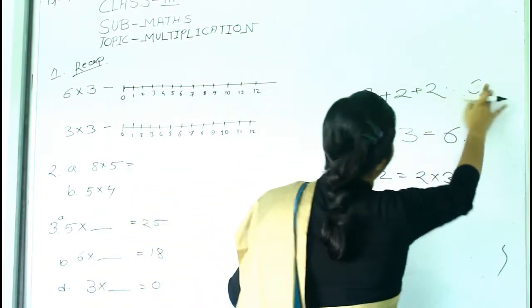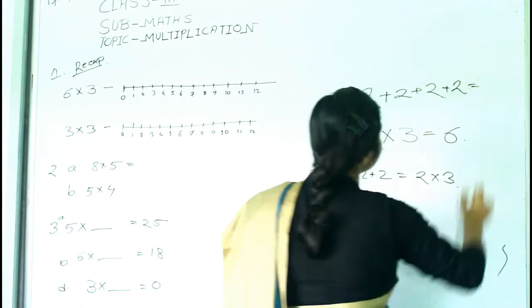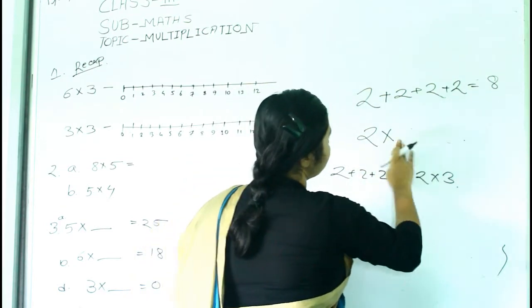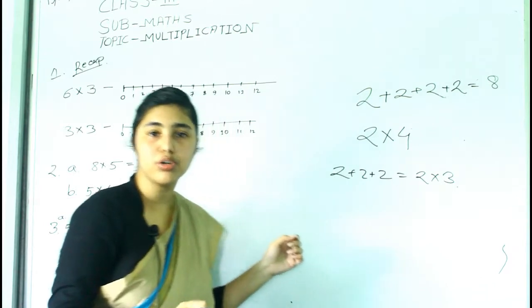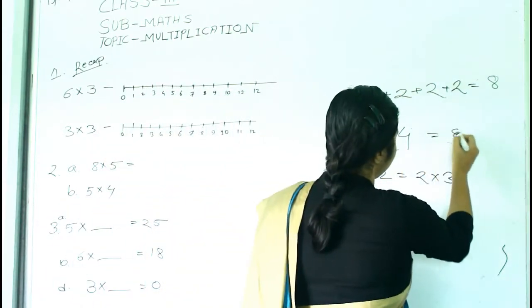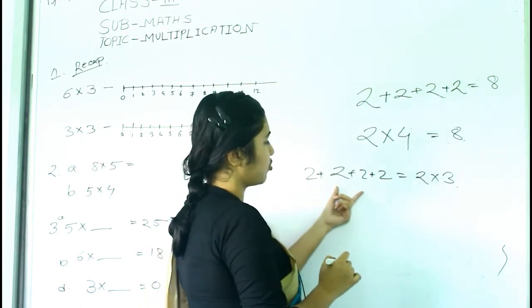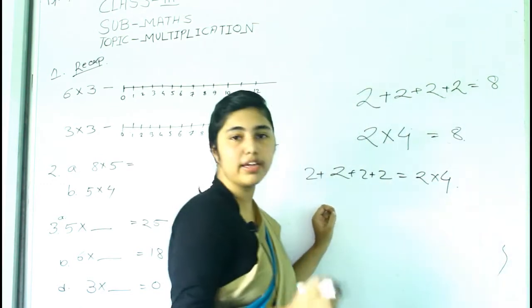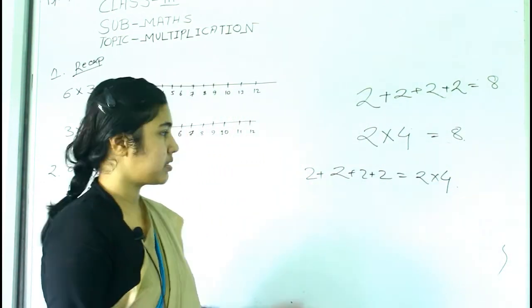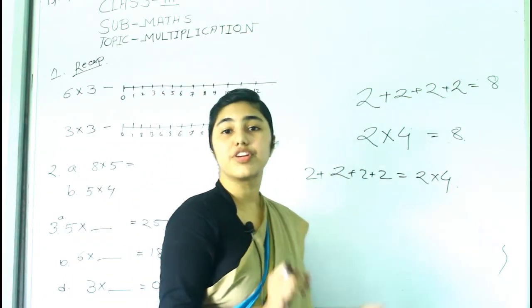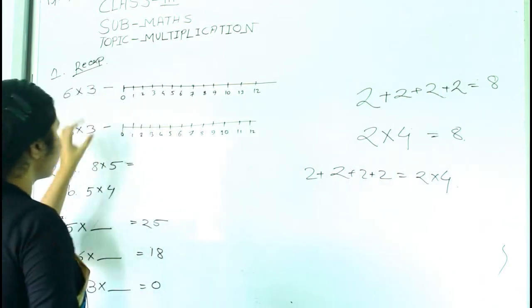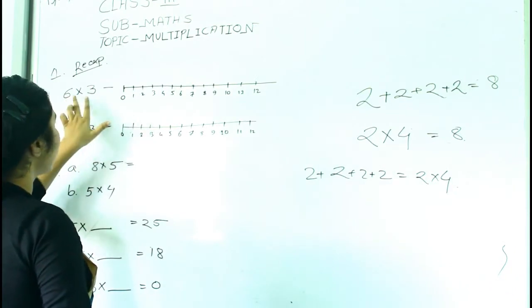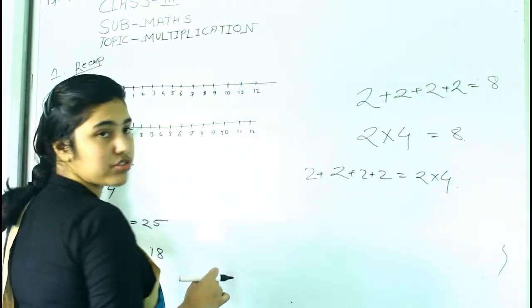Same, if we add 2 four times, we will get 8, right? It is same as if we multiply 2 with 4, we will get 8, which means 2 plus 2 plus 2 plus 2, if we add 2 four times, it is same as if we multiply 2 with 4, which means multiplication is repeated addition.